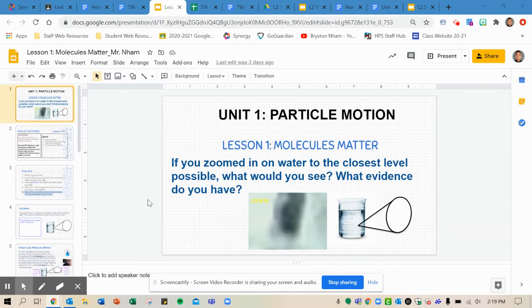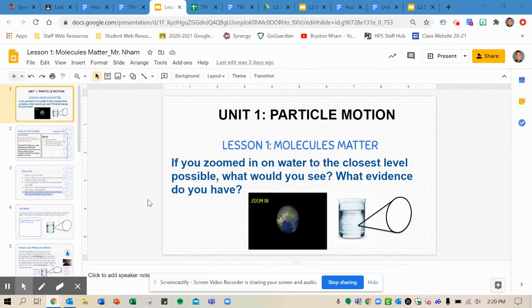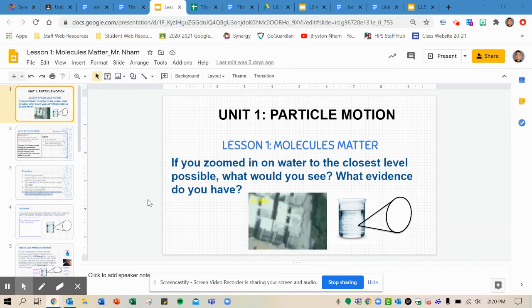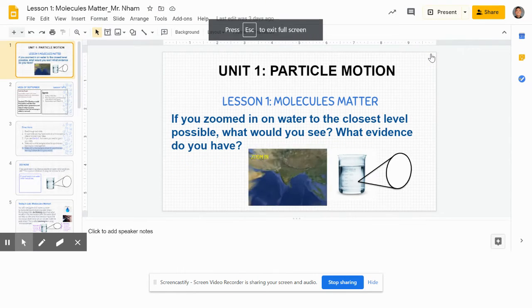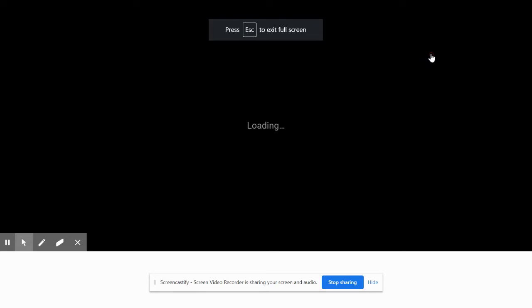Okay, so your first question that we're going to ask for this entire unit is, if you zoomed in on water to the closest level possible, what would you see? And what evidence do you have? When we see water, we see the liquid, but if you go in on a microscopic level, there's a lot of things that are going on the deeper you go. I'm going to present my PowerPoint so you can see more in depth.